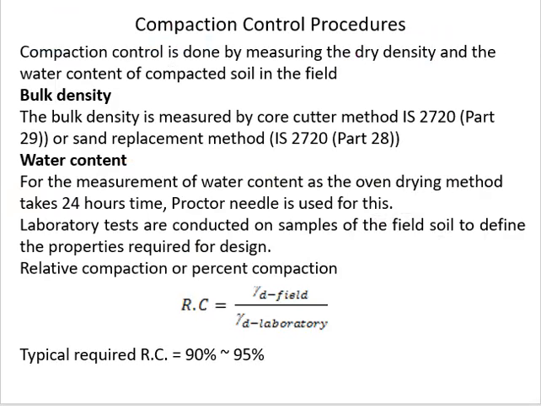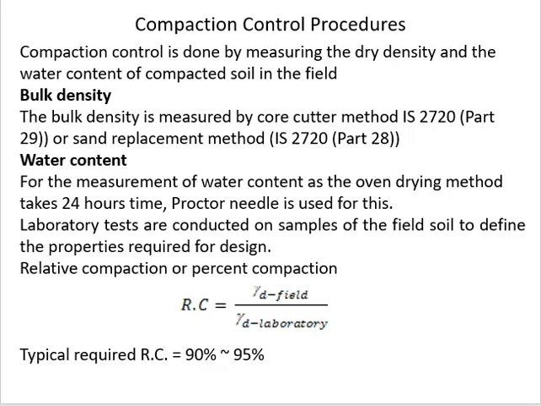Then compaction control procedures. How to control the compaction process in the field. After the compaction process in the field is completed, the dry density has to be determined to verify whether it has achieved the required density or not. So how to find the bulk density? To find the bulk density, we can use either core cutter method or sand replacement method. But for the measurement of water content, since the oven drying method takes 24 hours, we will be using Proctor needle method to estimate the water content indirectly.